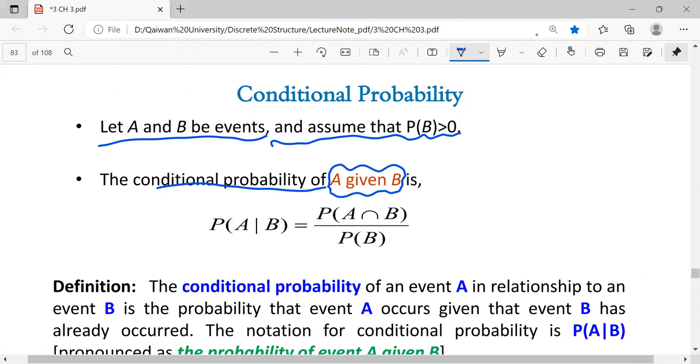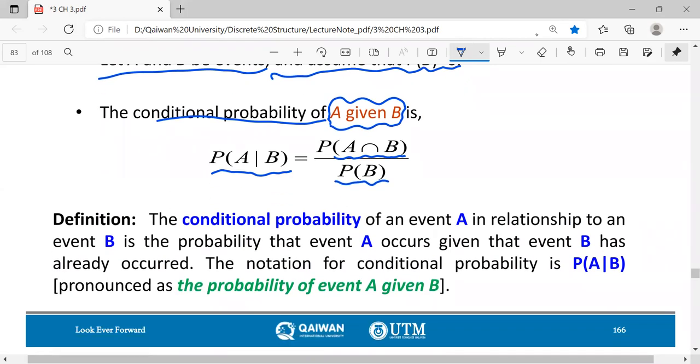is equal to, here, yeah, it's written like this: probability of A given B equals probability of A intersection B divided by probability of B. So here, we should first find the intersection of both events, then find the probability, I mean the probability of A intersection B. Then we divide by probability of B. Here we have two events, A and B. We find the intersection of A and B, then we find the probability of the intersection of A and B and also probability of B. This is the definition of conditional probability.